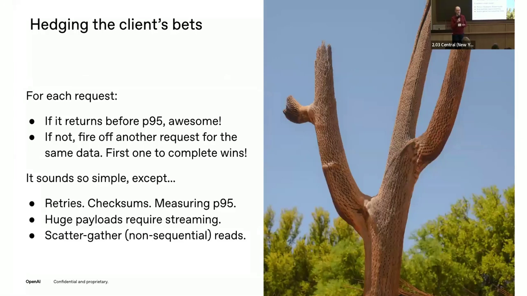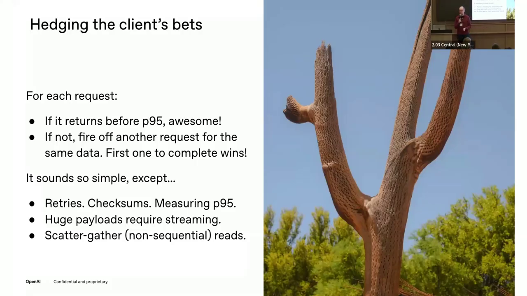Small problem. This is just one facet of the things that the client has to do. It also has to worry about retries. It has to worry about checksums to make sure that all the bytes that got sent actually got received. I got funny stories about that. Ask me later why we need this. We need to actually figure out what P95 is, because how does the client know what is the right point in time in which to retry?